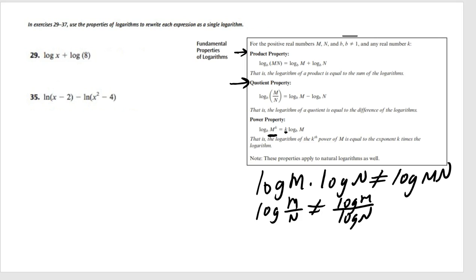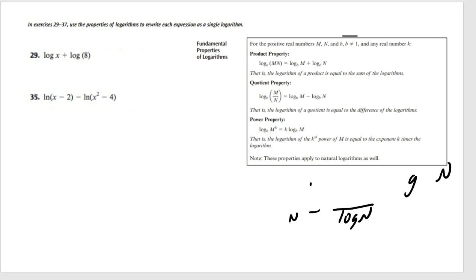Okay, the logarithm of the kth power of m is equal to the exponent k times the logarithm. And these properties also apply to the natural logs too. So let's look at these.